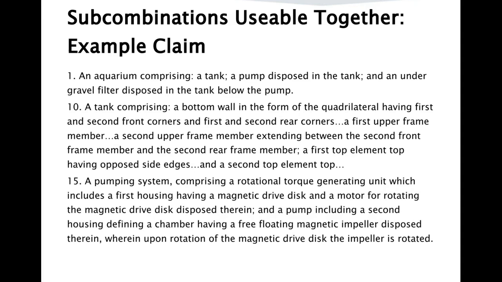Restriction is proper in this example, since the subcombinations, tank and pumping system, are separately usable, they do not overlap in scope, and they are not obvious variants. When two or more claimed subcombinations are disclosed as usable together in a single combination, and can be shown to be separately usable, the subcombinations are usually distinct from each other.